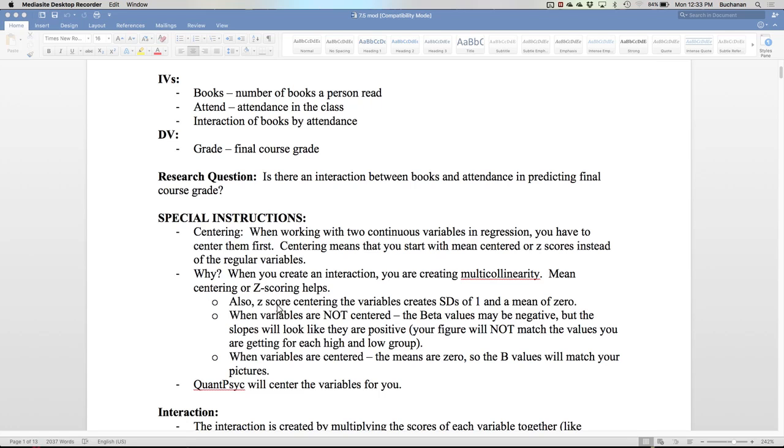But with moderation, the problem is often you're dealing with continuous variables. There are no more groups. So I can't really split into separate data sets because it's just one continuous group.